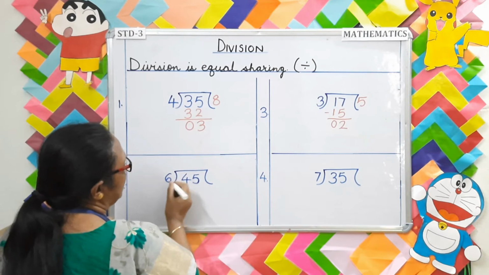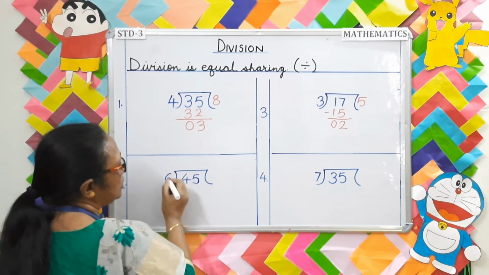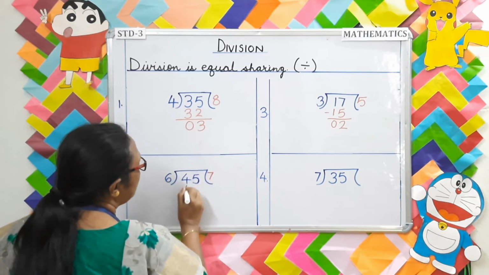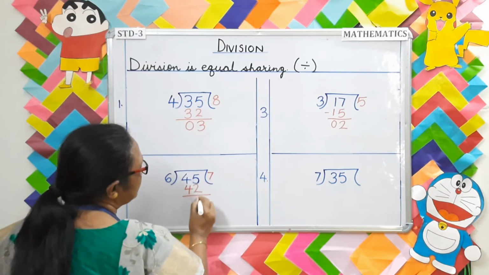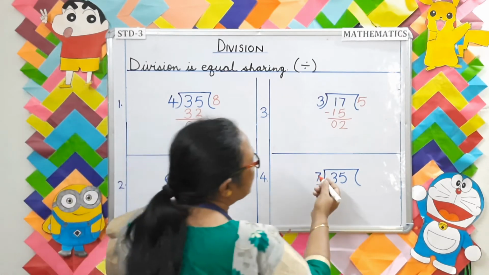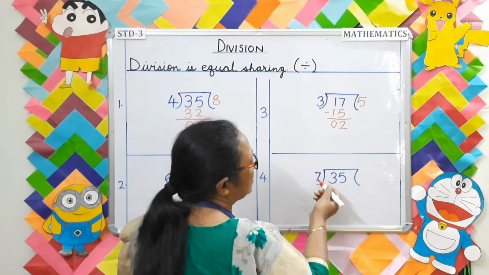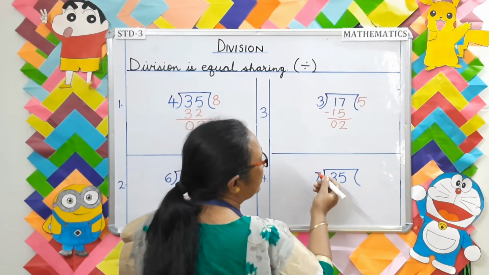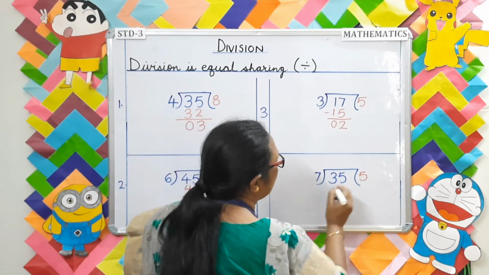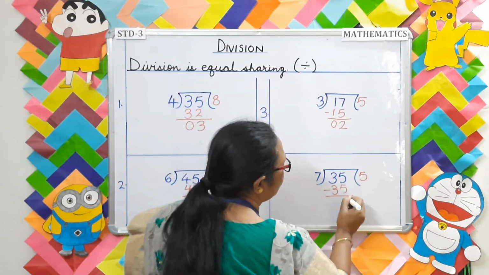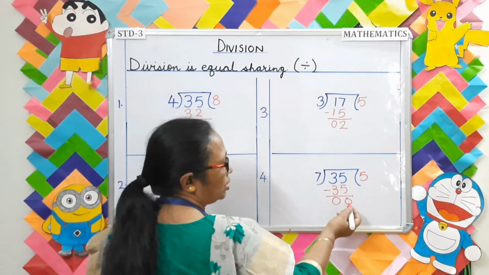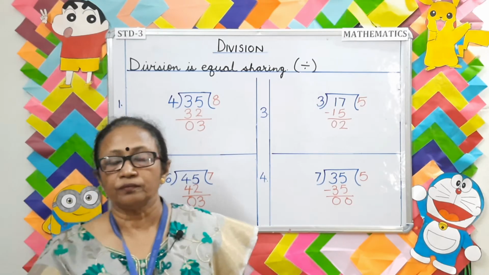45 divided by 6. So, how many times, children? 6 7s are 42. 5 minus 2 is 3. 35 divided by 7. How many times 7? 7 5s are 35. So 5 minus 0 is 5 and 3 minus 0 is 3. So the remainder is 0.